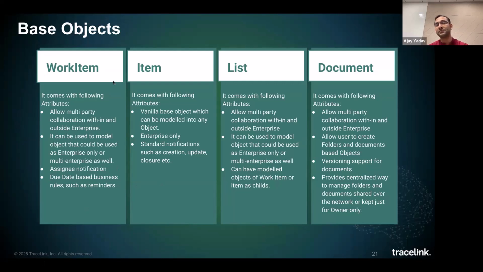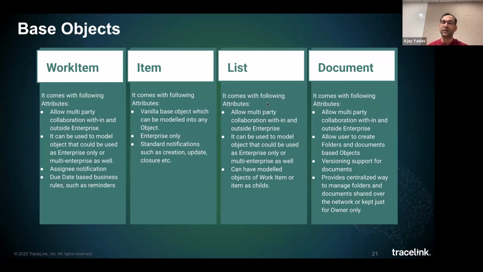Now, work item can serve both needs, but let's say you don't need a due date. There is no assigning. You want to digitize something very simple, without any preconceived notion. Then item is that base, which is just a vanilla base with just one attribute of title. Whatever process you want to build around it, if you want to create a task or practice within the company, you can build around it. So item is specifically a plain vanilla object, like an empty canvas. You can paint the picture you want to digitize, and it is enterprise only. All the standard notifications like creation, update and closure come out of the box with item.